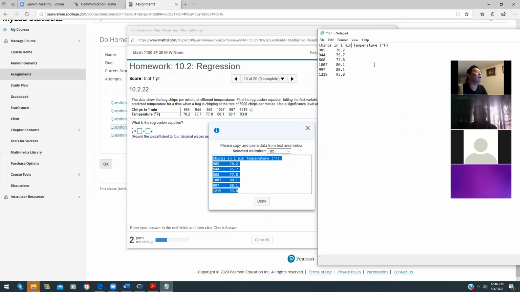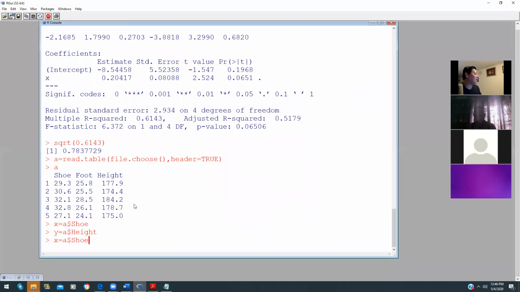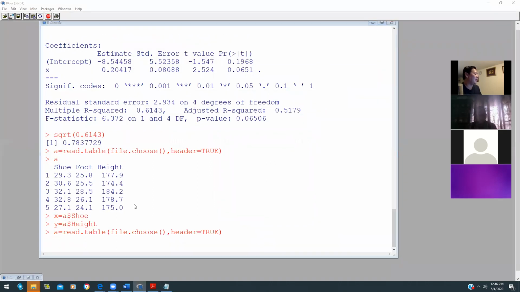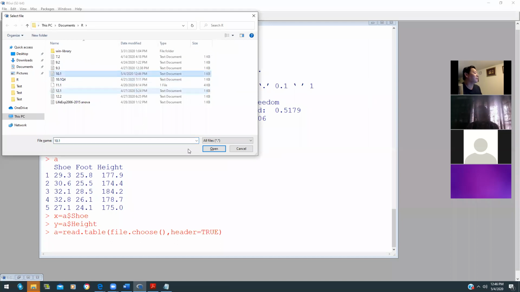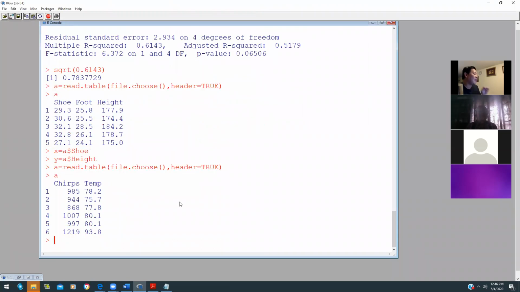Again, this is too long, so I do chirps for this, and the temperature is too long, so I do temp. Make sure you have short file names and titles here. Okay, so again, in your R, we do the same thing. A equals to, make sure it's A. Pick the file name, just double check. Yep, this is chirps and temp.